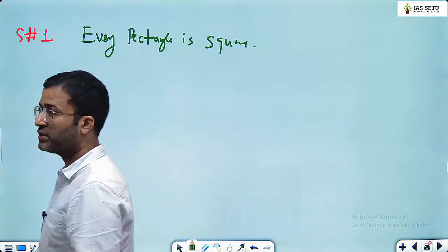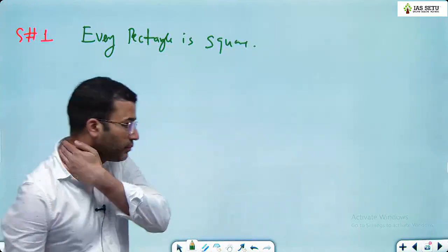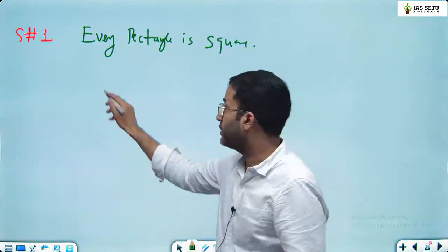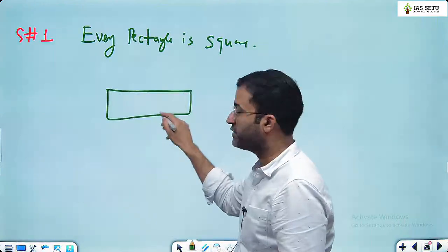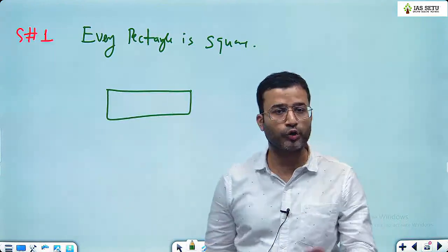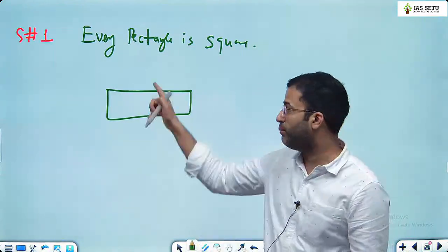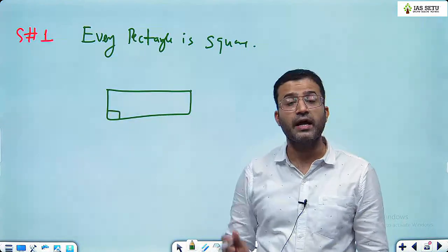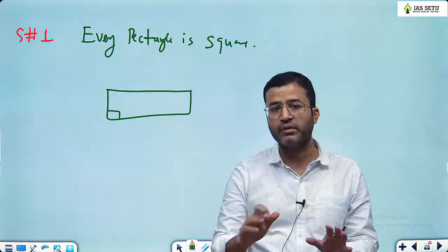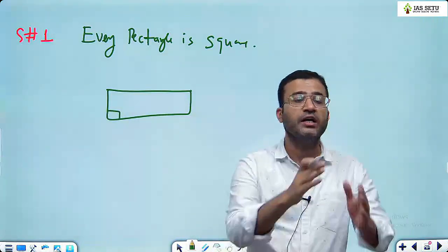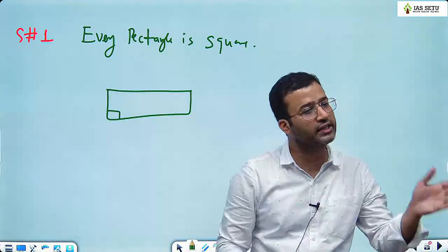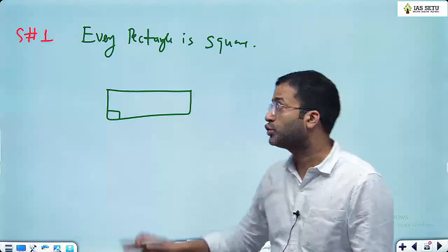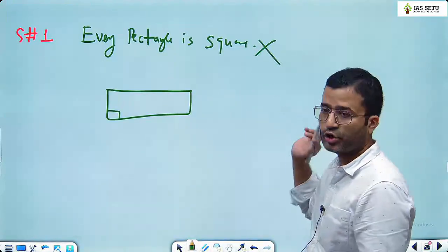Think about this. Tell me correct or wrong. Here, this is a rectangle. Tell me, is it a square? No. Do you know the properties of a rectangle? Opposite sides parallel and equal, and each angle 90 degrees. And in a square, what properties do you have? Same, with one extra property: in a square, all the sides are equal as well. So every rectangle is not a square.